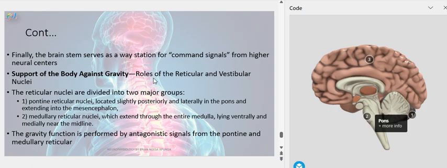So these nuclei are able to send signals that allow muscles to stand against the ground, so in a way that they are opposing gravity. These include the reticular and the vestibular nuclei. The reticular nuclei are divided into two major parts.